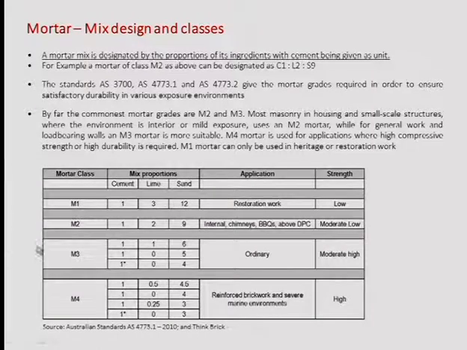And just to simplify, M1, you'll never use it. It's mainly for restoration works. In interiors, you generally use M2, and the ordinary for structural purposes is M3. So these are the types of things you're going to use. And for very special uses in marine environments, which are aggressive, you could use M4. But let's say M2 and M3 are probably the types of mortars that are used in all the case studies you have.